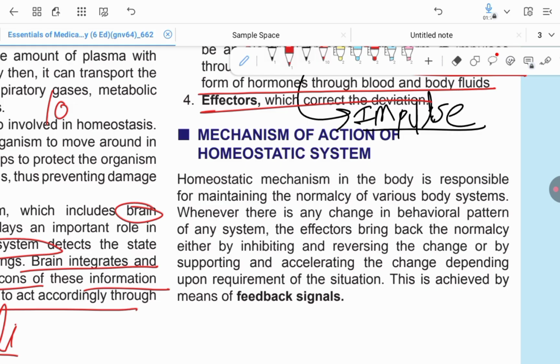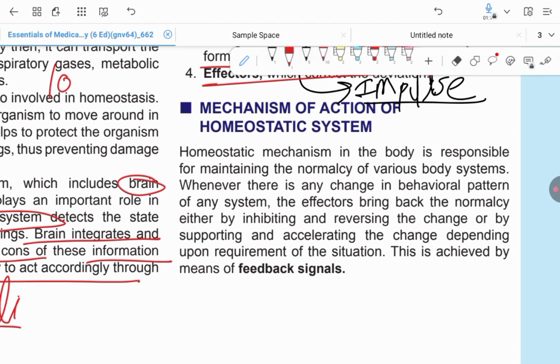Done? Yes. Mechanism of the action of the homeostatic system. So how does the homeostatic system act? The homeostatic mechanism in the body is responsible for maintaining the normalcy of its body system.